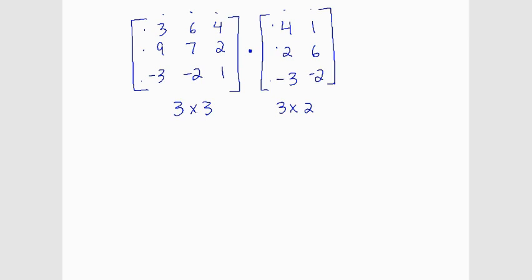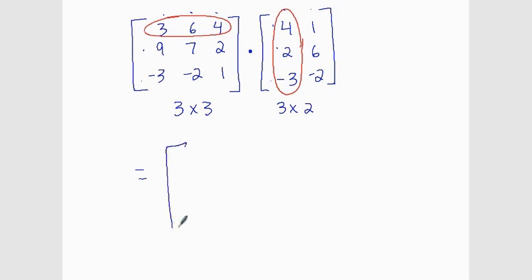Okay, so the first thing we're going to do is take this row and multiply it by the corresponding entries of this column. So we're going to start with 3 times 4, and then we're going to add 6 times 2, and then we're going to add 4 times negative 3. And this is what we would call a linear combination.